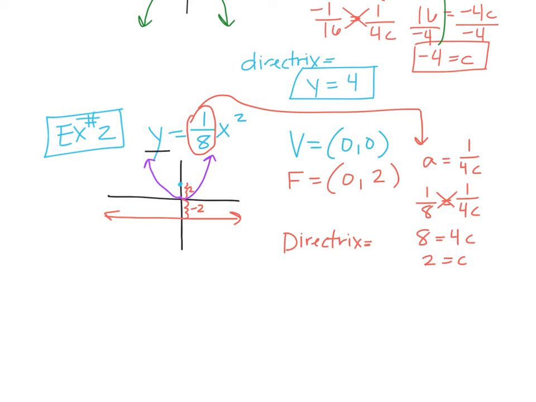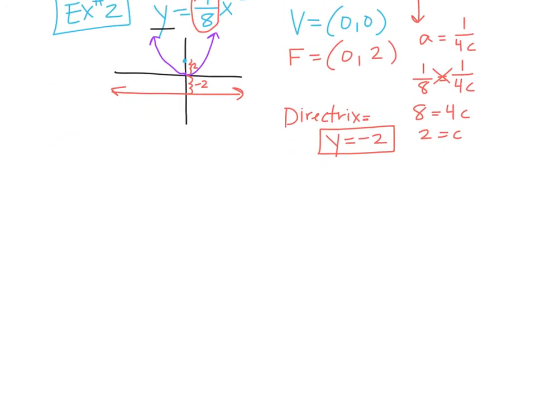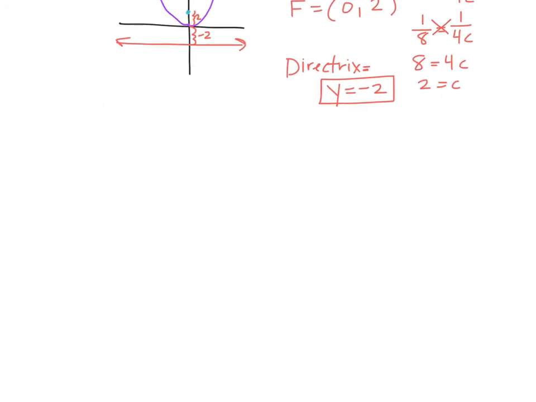So our directrix is not -2, remember? It's the line y equals -2. Okay, not so bad, right? Totally doable. Okay. Switch it up a little bit. Example 3. For this one, it's going to look different.